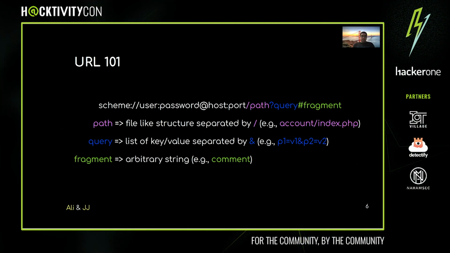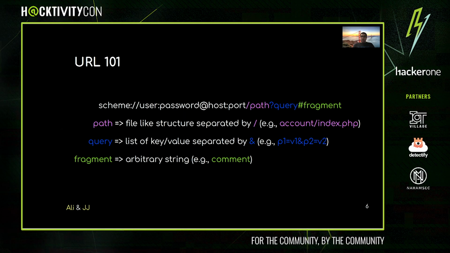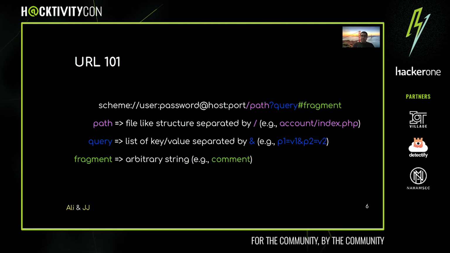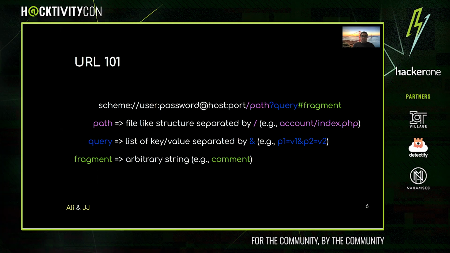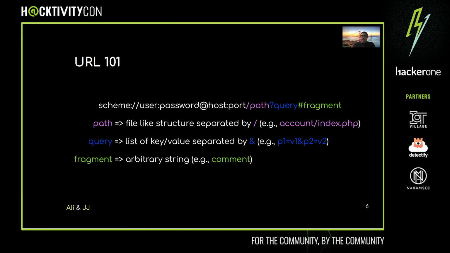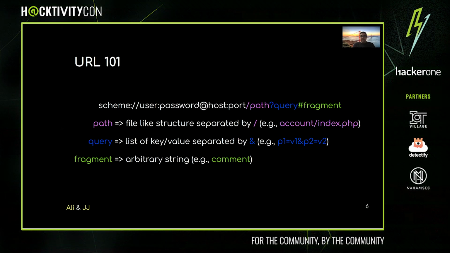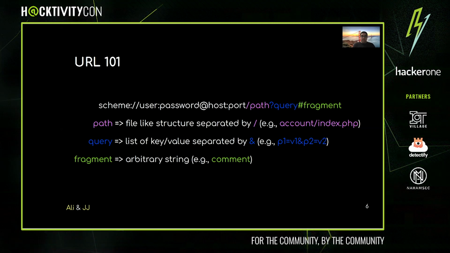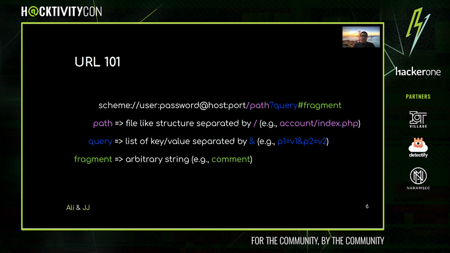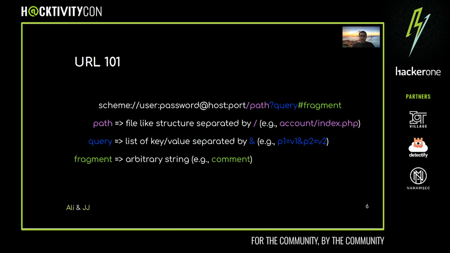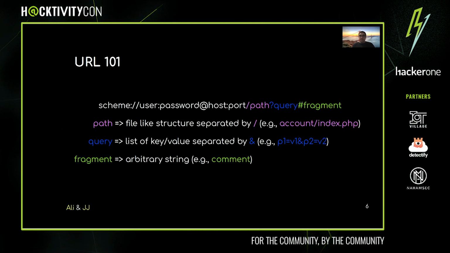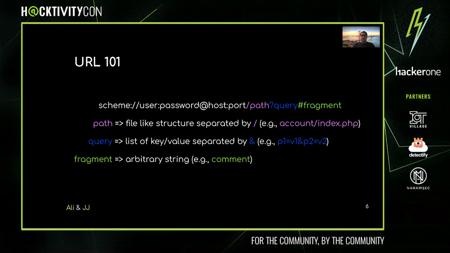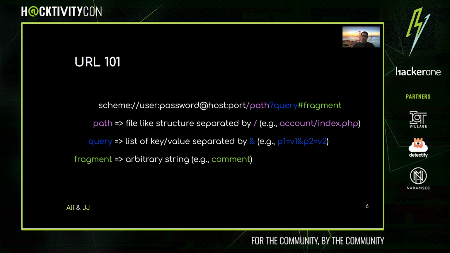Since the URL is used as the main way that the different components communicate with each other, we're going to go quickly over the different components in the URL. Basically, the URL has a couple of different components, but the ones that we are focusing on are the path, the query, and the fragment. The path is a file-like structure separated by slashes. The query is a list of key-values separated by ampersands, and the fragment can be an arbitrary string used at the end of the URL.